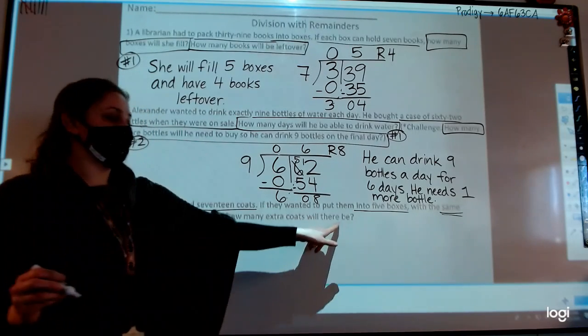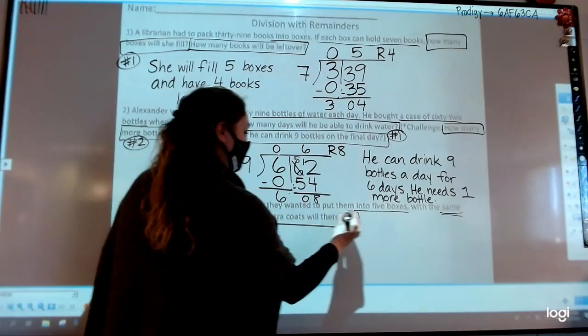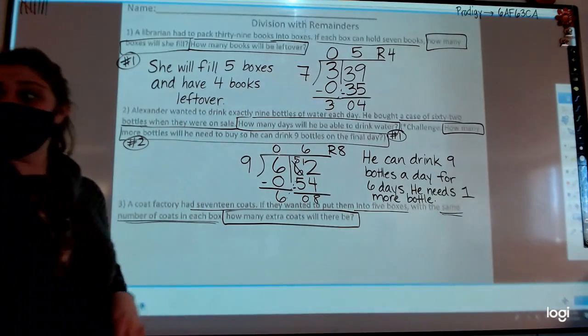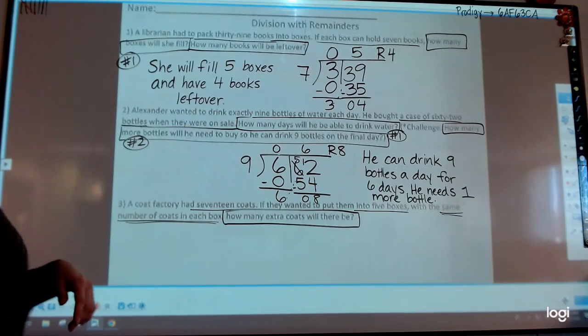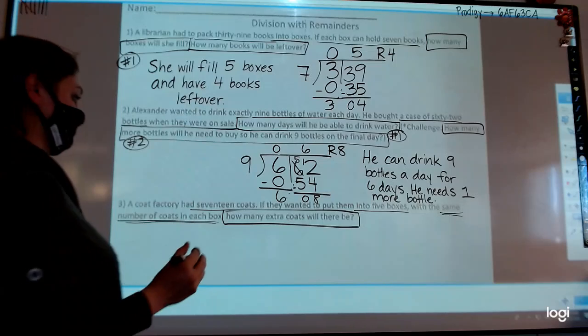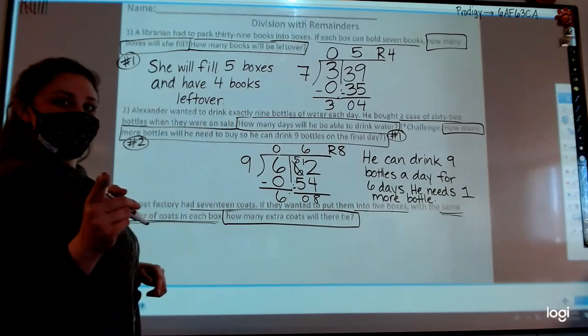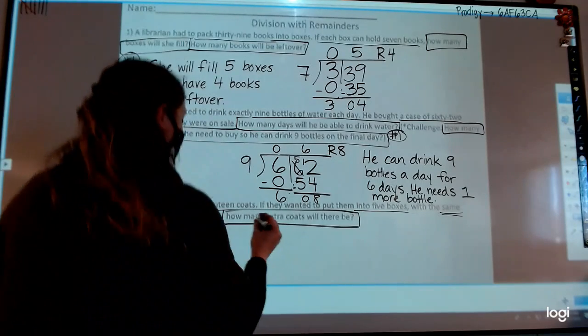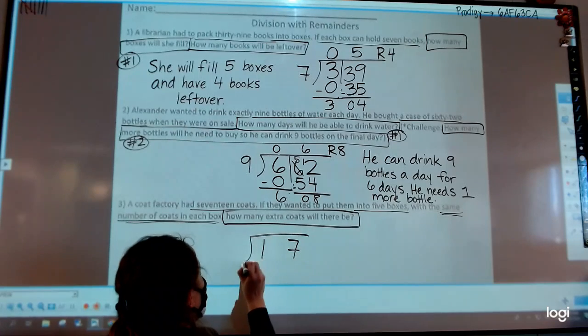How many extra coats will there be? Okay, that's our question. So we only care about our remainder this time, right? But we still have to solve the whole problem to find our remainder. So what division problem do I need to write down and solve? Noah? 5 divided by 17. You sure about that? 17 divided by 5. There you go. You just flipped it. You said 5 divided by 17. So I have 17 coats, dividing them into 5 groups.